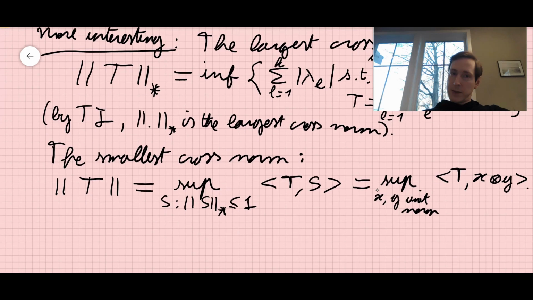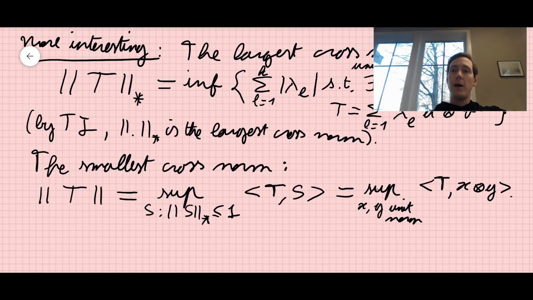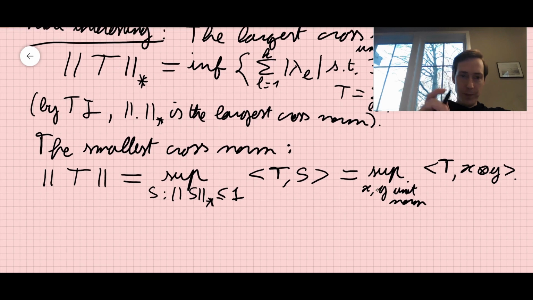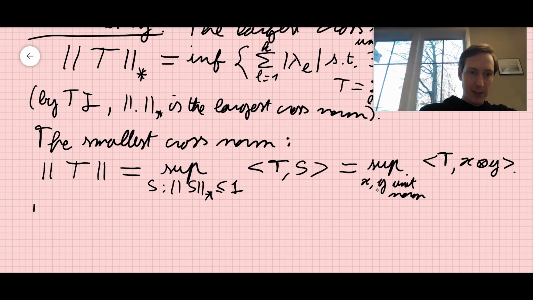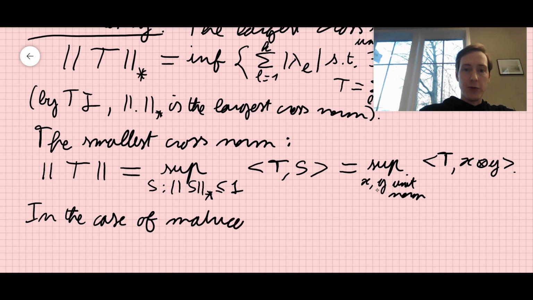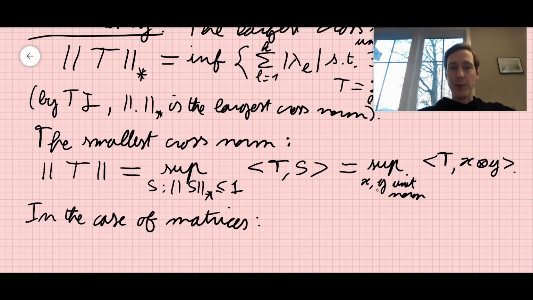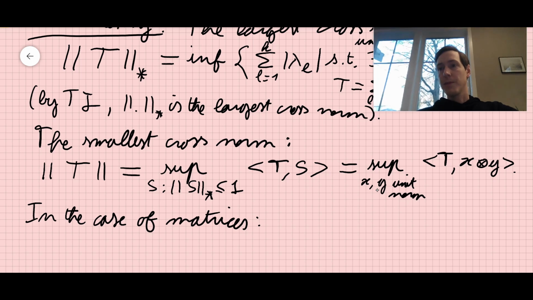So these now equip the set H1 tensor product with H2, this vector space, with a very interesting structure, whether you take the largest cross norm, which I'm going to refer to as the nuclear norm, or the spectral norm, which is its dual. So what do we know in the case of matrices? There are several facts which are very useful.